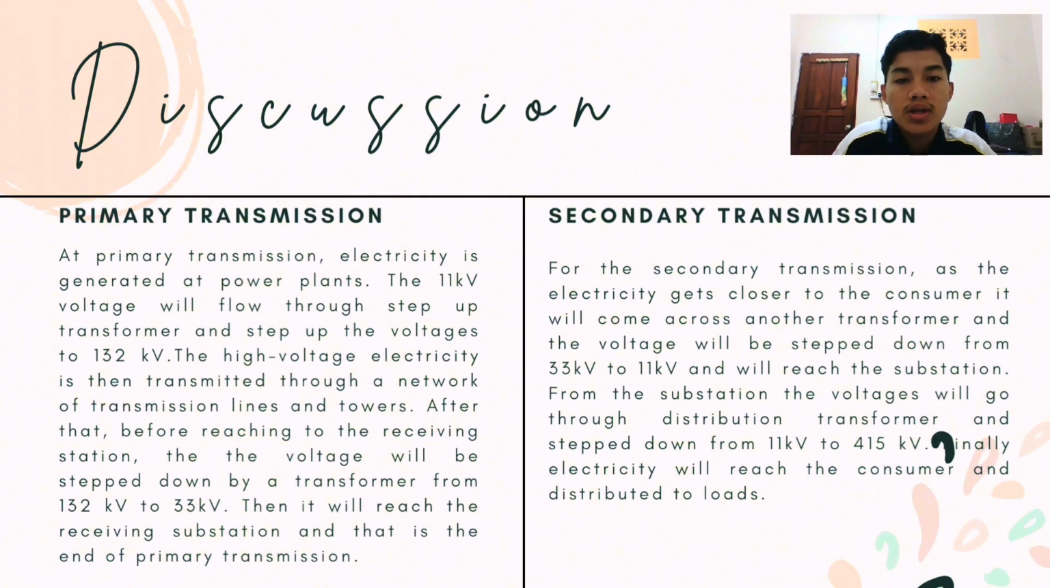Okay, next we go to the secondary transmission. For the secondary transmission, as the electricity gets closer to the consumer, it will come across another transformer and the voltage will be stepped down again from 33 kilovolts to 11 kilovolts and will reach the substation. From the substation, the voltage will go through a distribution transformer and step down again from 11 kilovolts to 415 volts. Finally, electricity will reach the consumer and be distributed to loads.